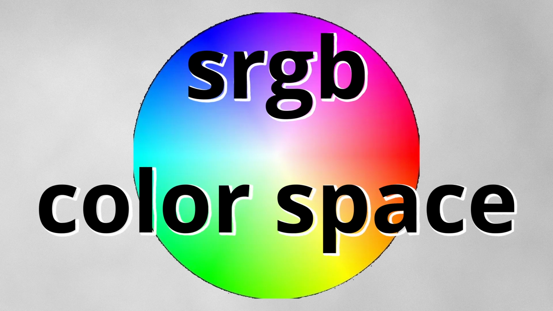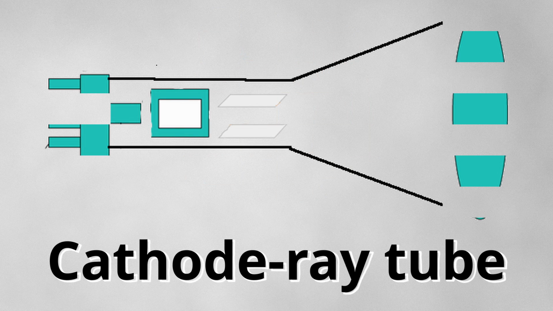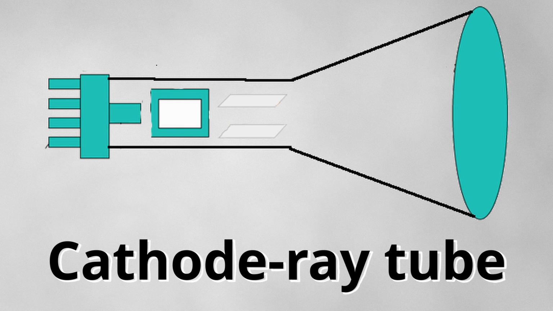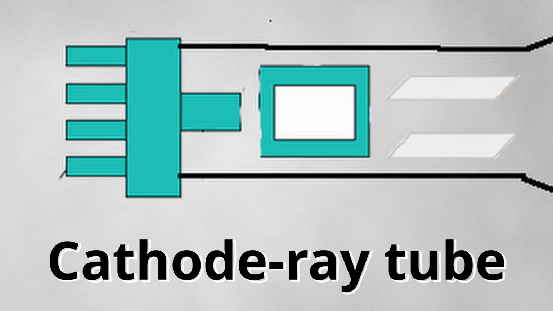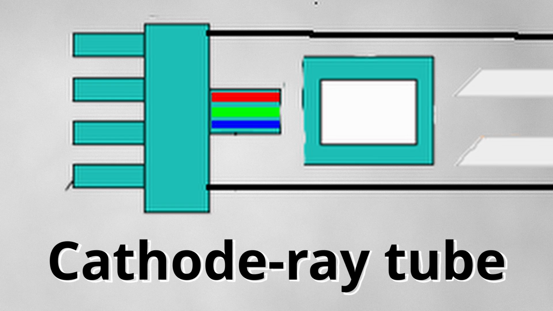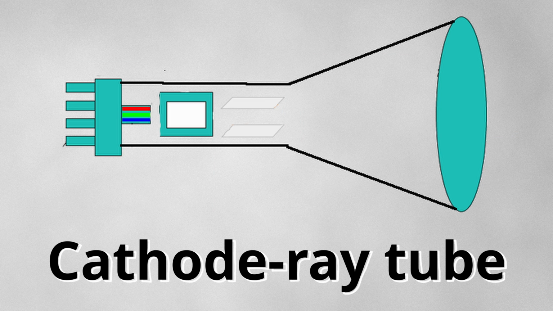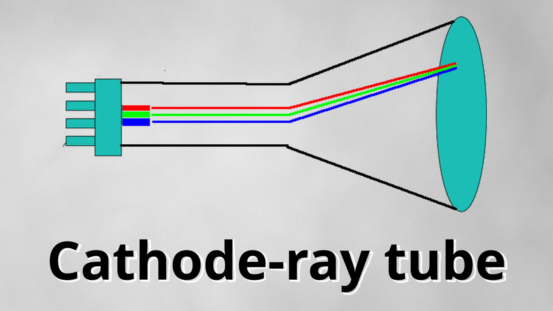In the old days when LCD monitors were not available, we had CRT monitors or cathode ray tube monitors. In these monitors, there were three electron guns, one for red, one for green, and one for blue. Each of these electron guns shoot an electron beam toward the screen, and they create a mixture of the red, green, and the blue, which can produce any color.